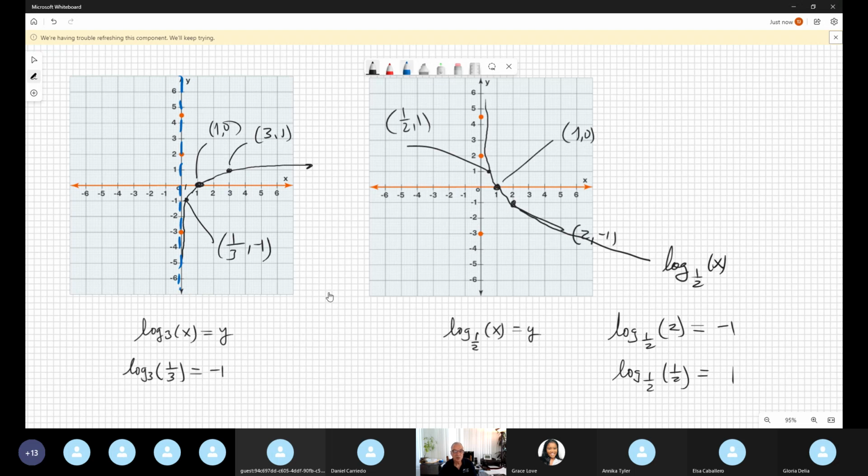And don't forget one more time to draw the vertical asymptote on the y-axis. Okay, this is the vertical asymptote at x equals 0. It's classical, vertical asymptote at x equals 0. Is everything clear so far?